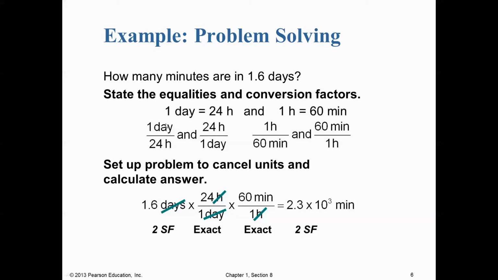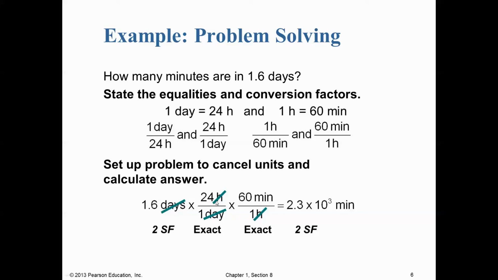And so we can set up our ratios, our conversion factors here, 1 day per 24 hours, 24 hours per 1 day, 1 hour per 60 minutes, and 60 minutes per 1 hour. How do we know which ones we need to pick? Well, we want to cancel out units of days because we want to get from days into minutes. So we're going to set up our ratio here where we take our 1.6 days and multiply it by 24 hours over 1 day. So the days cancel each other.